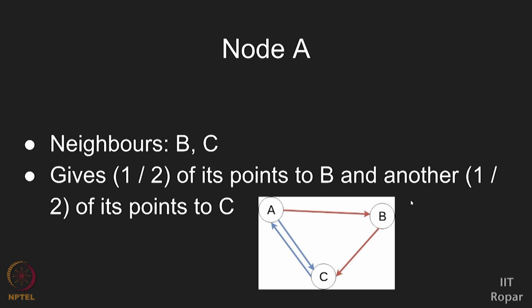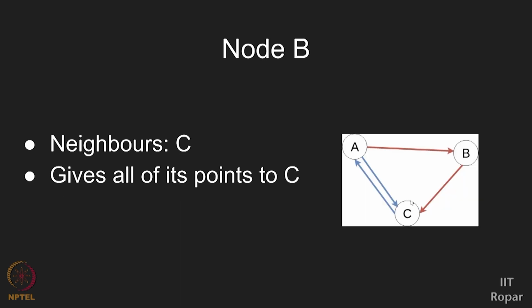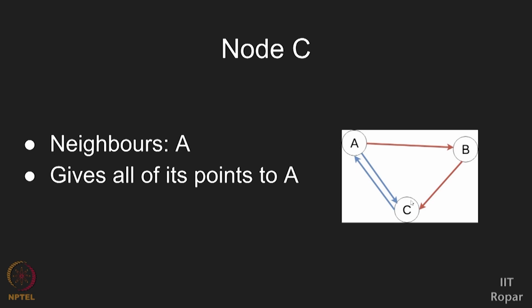Let us see node B. He should give it entirely to node C. 1 by 1, it's 1. And node C, if you consider, he just has one neighbor. He just likes one person, node A. So whatever he is having, he should give it entirely to node A.